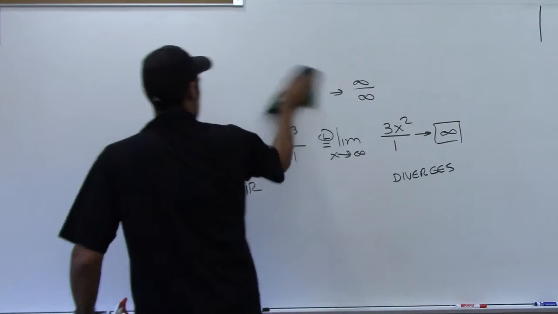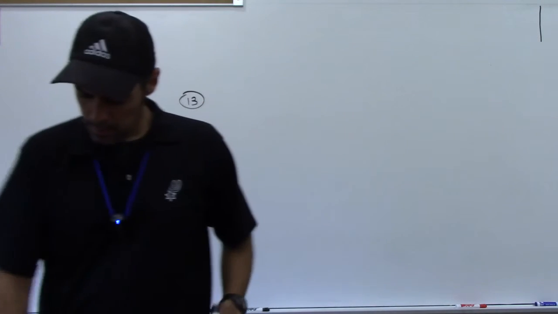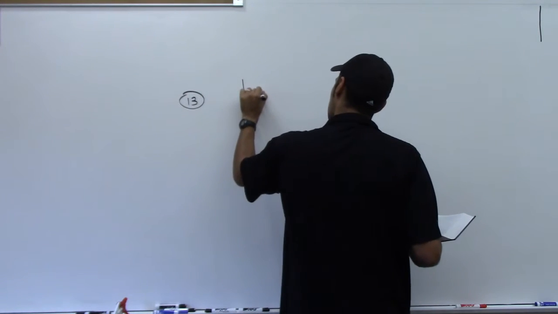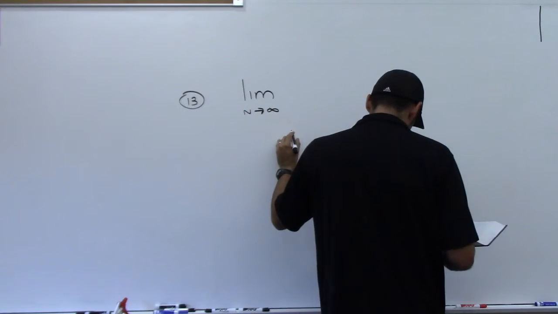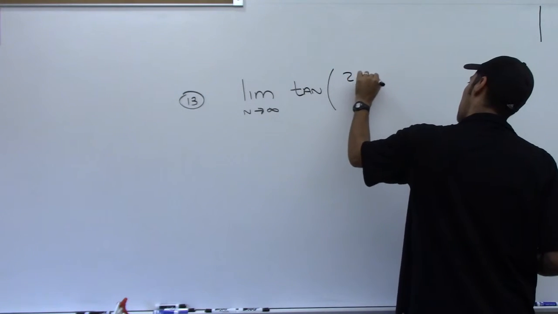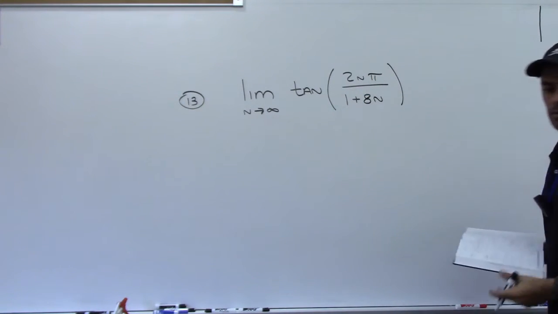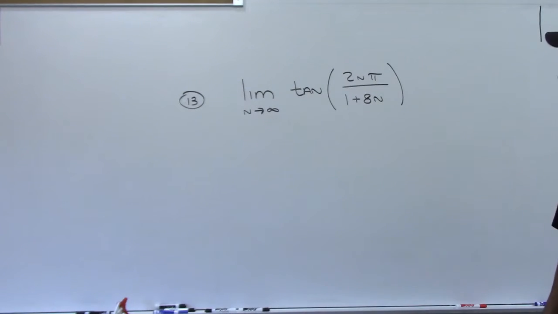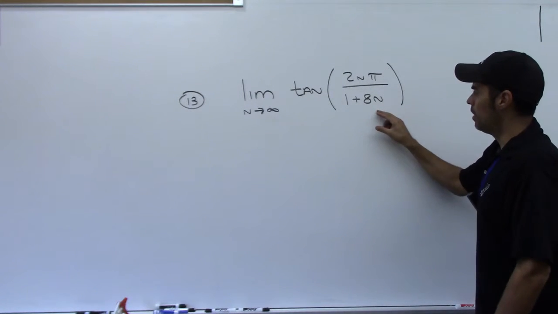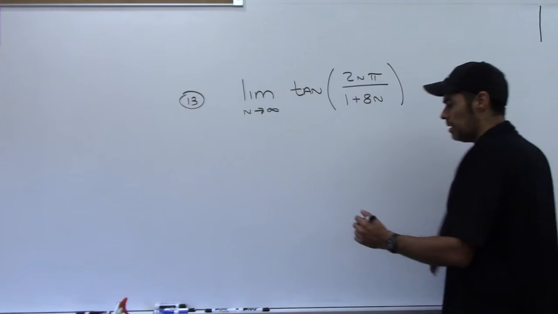All right, 13. All right. So limit as n goes to infinity of tangent of 2n pi over 1 plus 8n. Wow, okay, that looks different. So if n goes to infinity, the top here goes to infinity, and the bottom here goes to infinity. So inside here we're getting infinity over infinity. Well, we've done L'Hopital's rule in the past when we had that. So let me try this here.